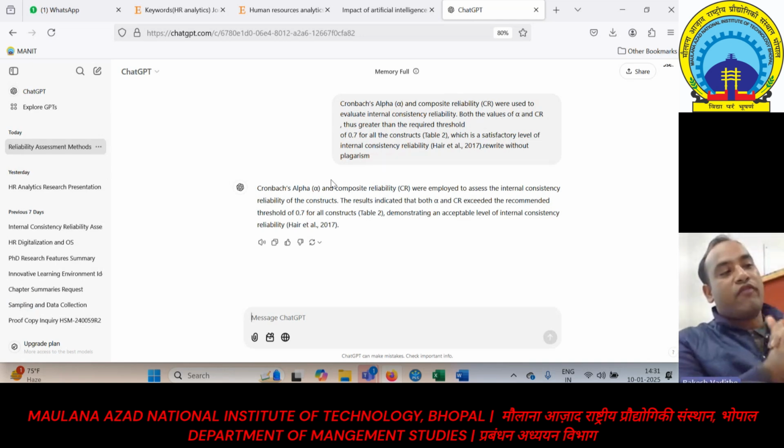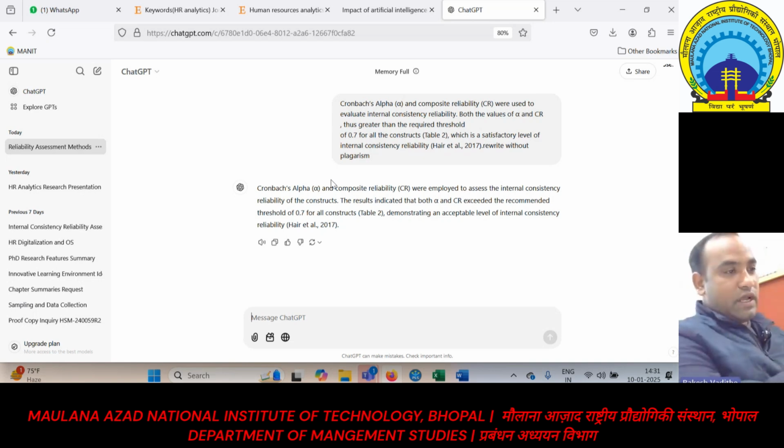Here you see Cronbach's alpha and composite reliability were employed to assess the internal consistency reliability of the construct.